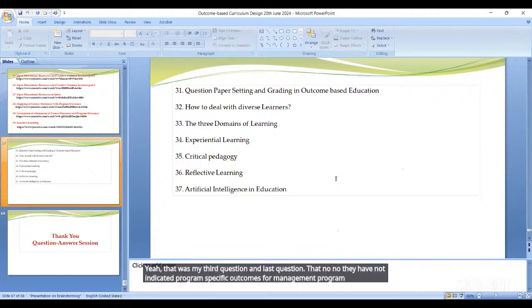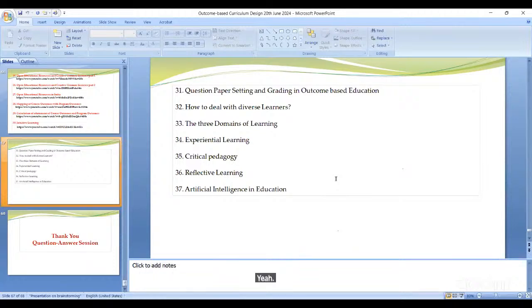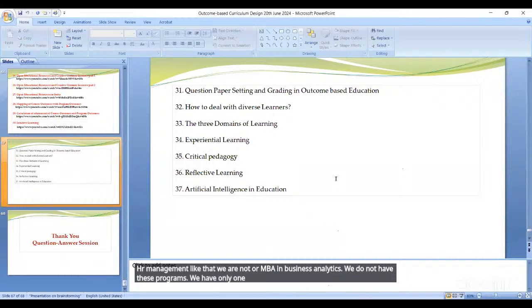Particularly, since we are running only one program, MBA, which is a general MBA, it is not that we have MBA in retail marketing, MBA in supply chain management, MBA in HR management, or MBA in business analytics. We do not have these programs. We have only one program, MBA, which is a general MBA.